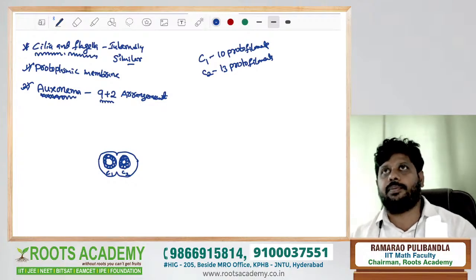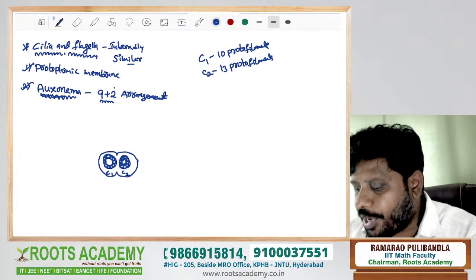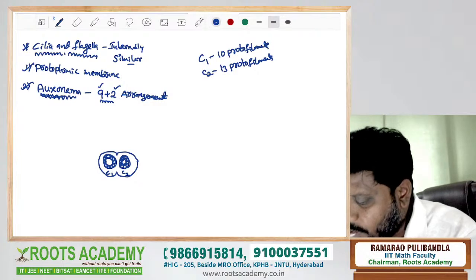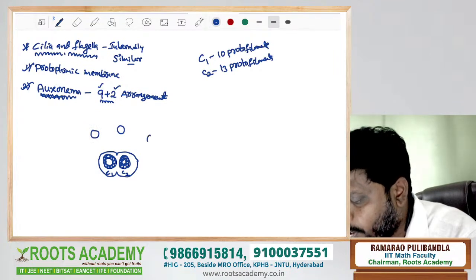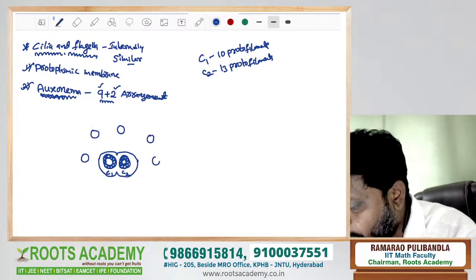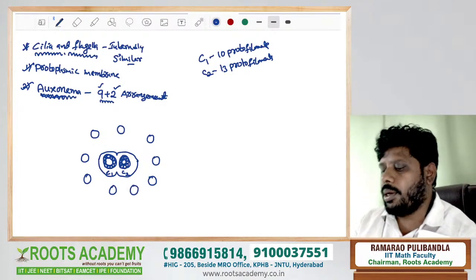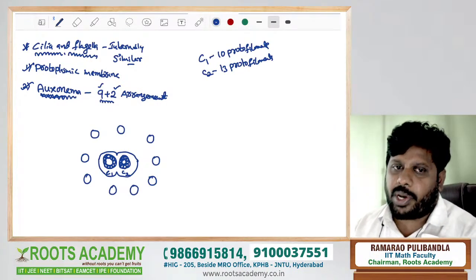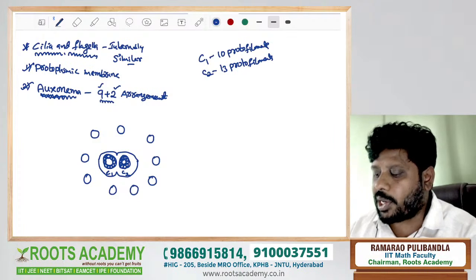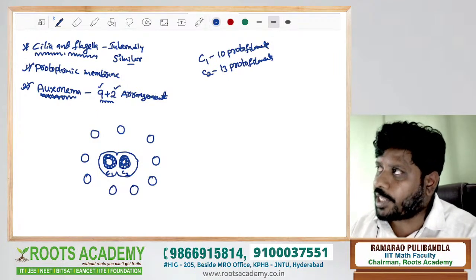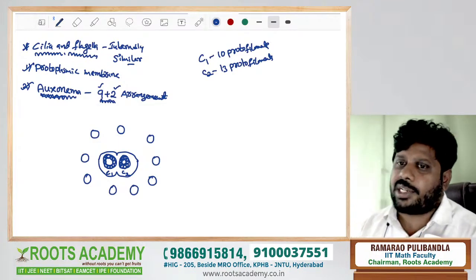I will give the labeling later. That is about the 2 in 9+2. Next, the periphery consists of 9 microtubules: 1, 2, 3, 4, 5, 6, 7, 8, 9. So there are 2 in the center and 9 in the periphery, so that arrangement is called the 9+2 arrangement.